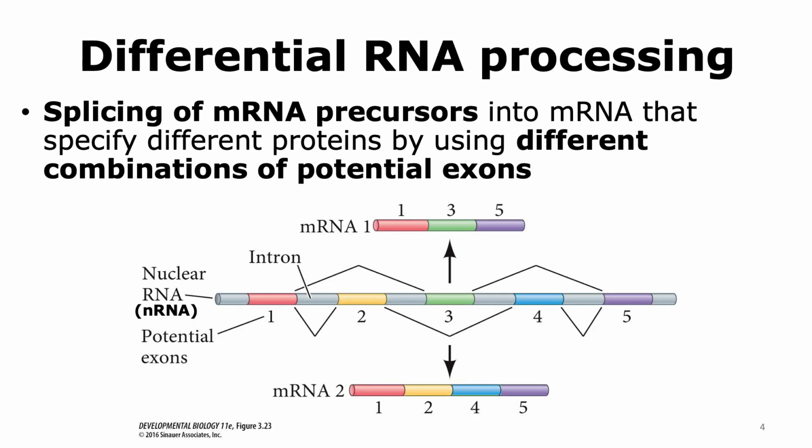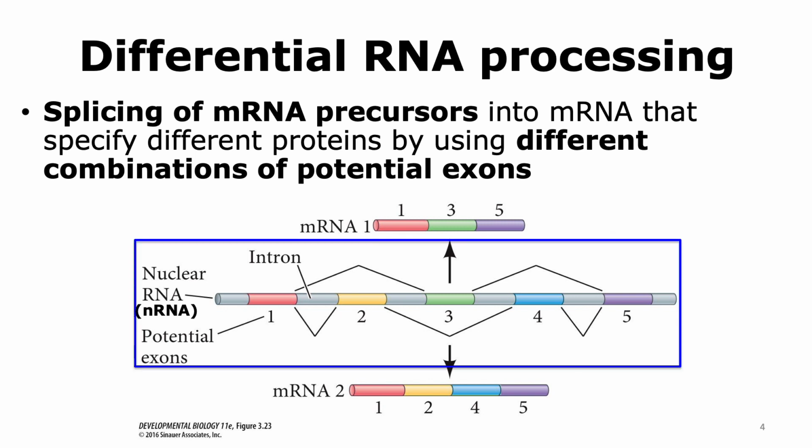When DNA is synthesized into RNA, the RNA includes not only the exons that have the information to code a protein, but also the introns, and these introns are shown in gray in this figure, while the exons are shown in colors. This RNA that has the introns as well as exons is called the nuclear RNA or nRNA. In order for this nRNA to be converted to messenger RNA, splicing of this RNA precursor has to happen.